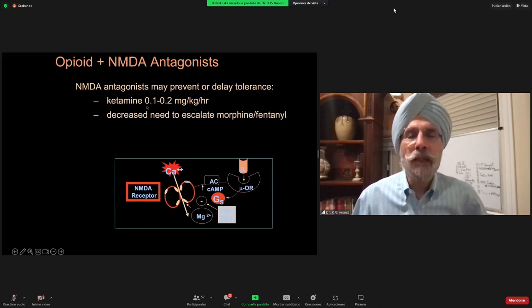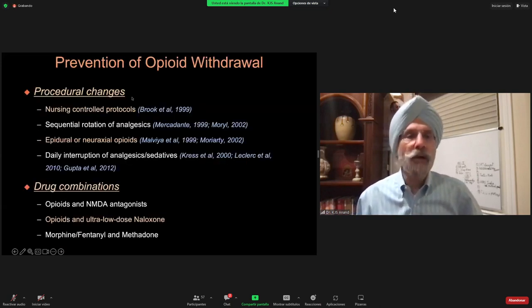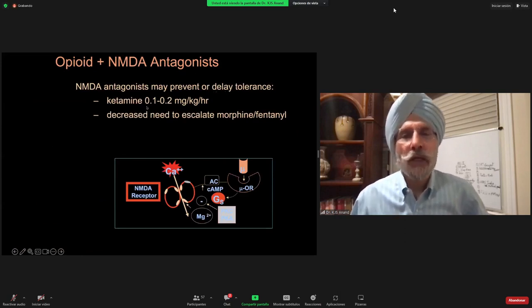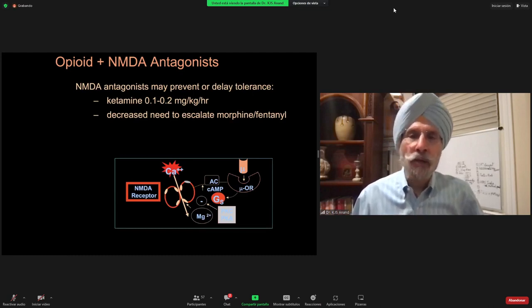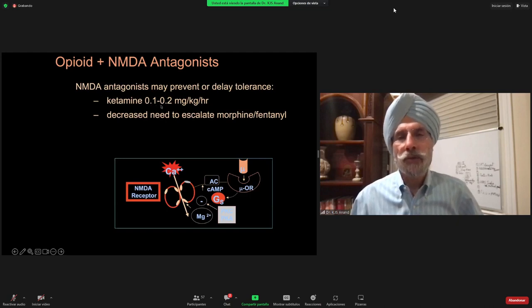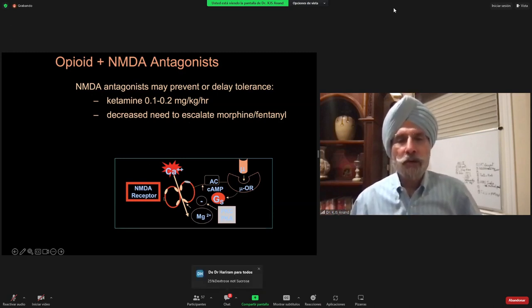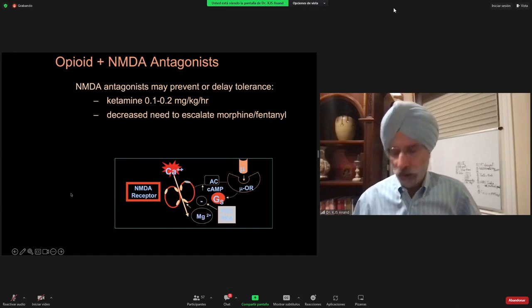So ketamine is a drug that can prevent or delay tolerance. We use generally a non-sedative and non-analgesic dose. For analgesia, you need 1 milligram per kilo per hour, but we use a non-sedative or analgesic dose, 0.1 to 0.2, and we found that it decreases the need to escalate the opioid that we're using. And that's because it blocks the NMDA receptor, which is part of the tolerance-producing mechanisms.